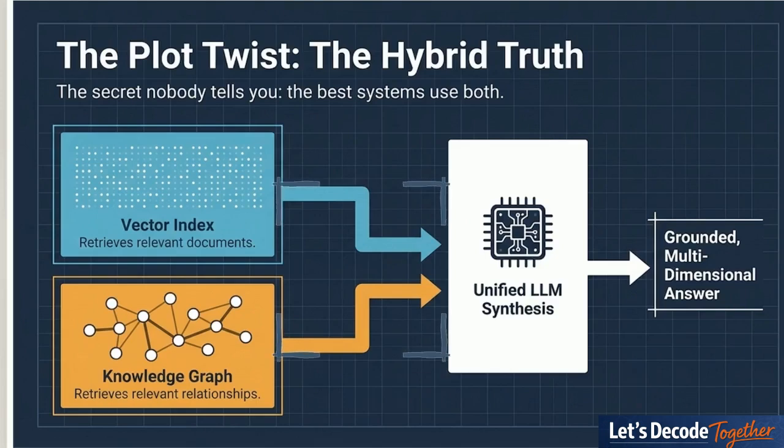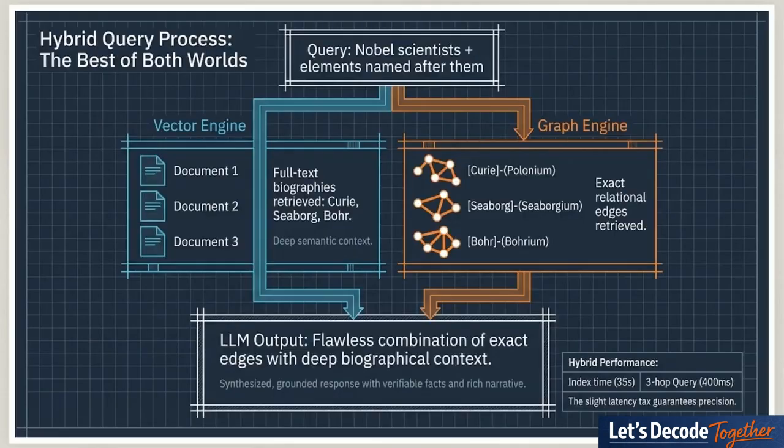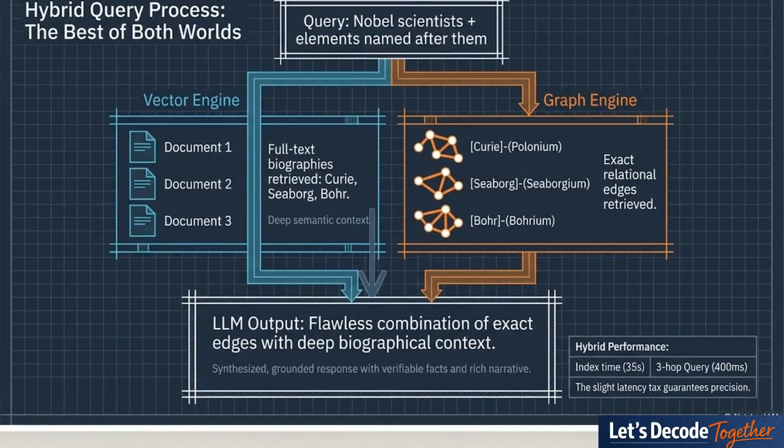This allows the engines to compensate for each other's inherent weaknesses. This traces the mechanics of the hybrid query process. The vector engine retrieves semantic context, while the graph engine simultaneously retrieves exact relational edges. The bottom gray box highlights the result. The slight latency tax of parallel engines is justified by the grounded, accurate answers.